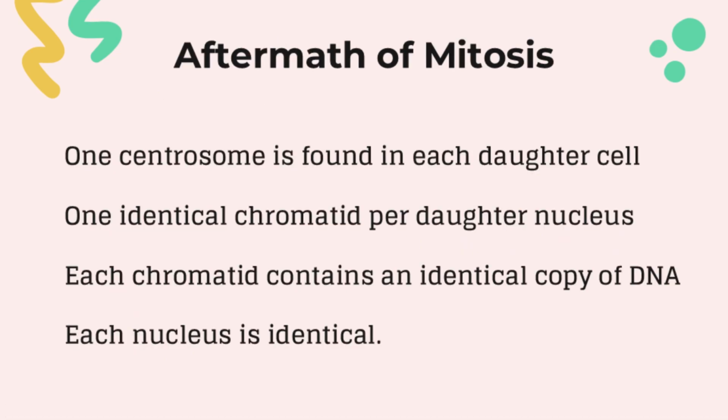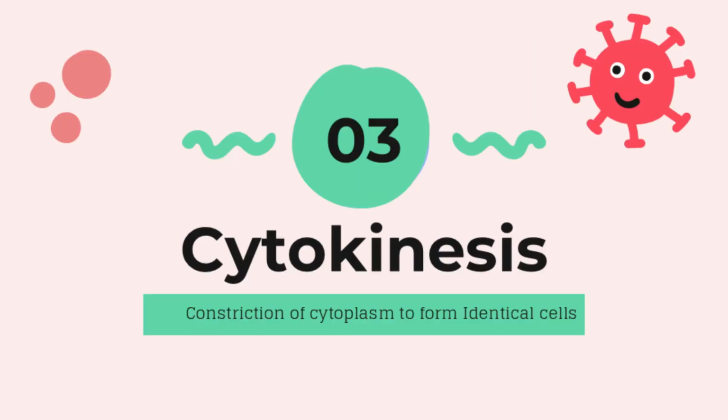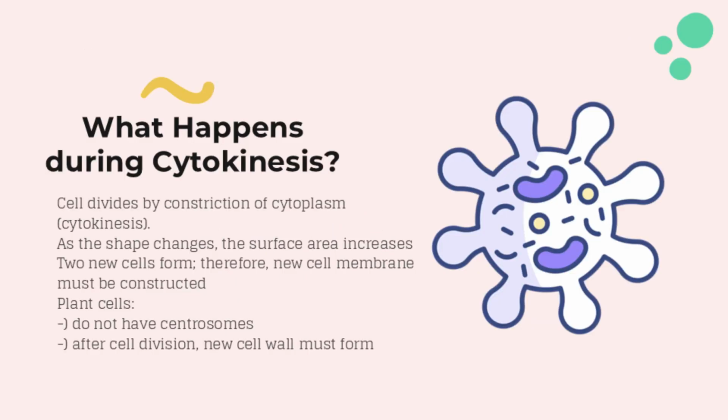The aftermath of mitosis. One centrosome is found in each daughter nucleus. One identical chromatid per daughter nucleus. Each chromatid contains an identical copy of DNA. Each nucleus is identical. The final stage of cell division is cytokinesis. This means the constriction of the cytoplasm to form identical cells. What exactly happens during cytokinesis?